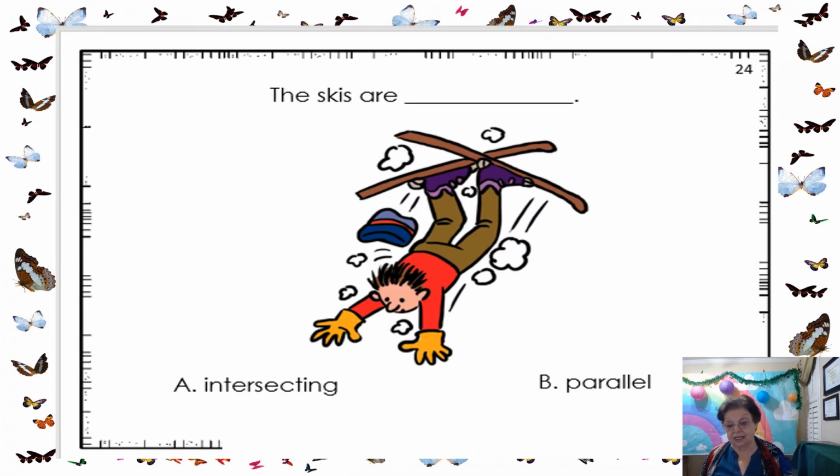Oh, look at these skis. Are they A, intersecting, or B, parallel? I know some of you said intersecting, A, and you're right. Look at these V's that they make.